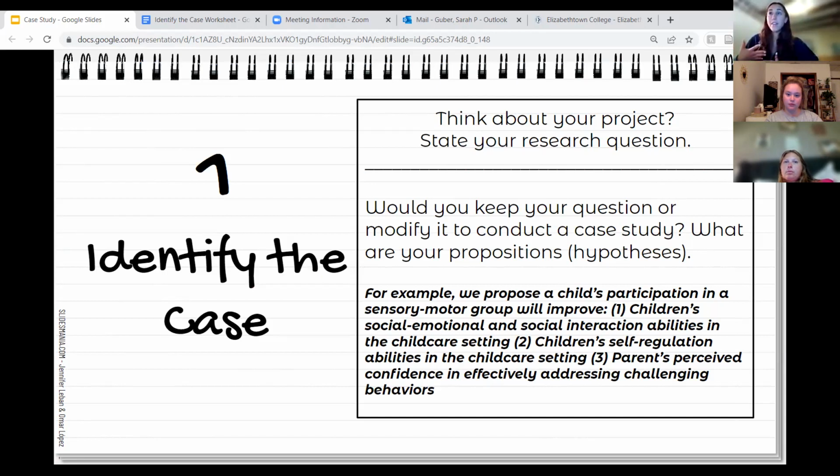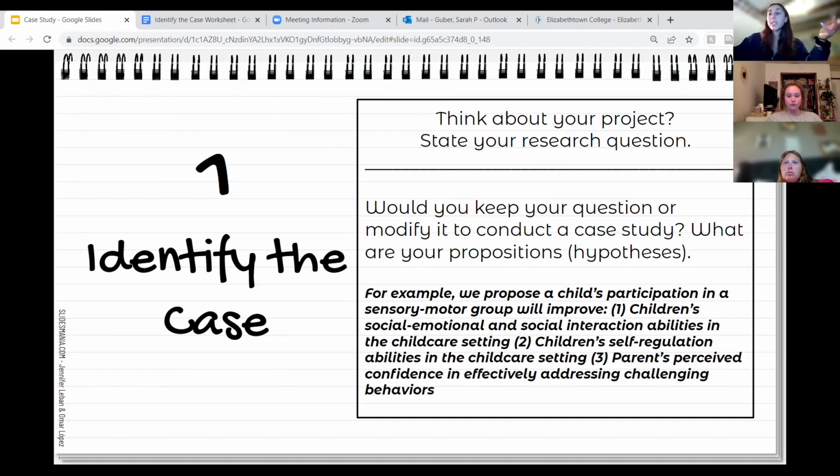So just to clarify this in relation to our grad group's product, our research question was, we proposed that a child's participation in a sensory motor play group will improve a child's social, emotional, and social interaction abilities in the childcare setting. It will improve children's self-regulation abilities in the childcare setting, and it will improve parents' perceived confidence in effectively addressing challenging behaviors.